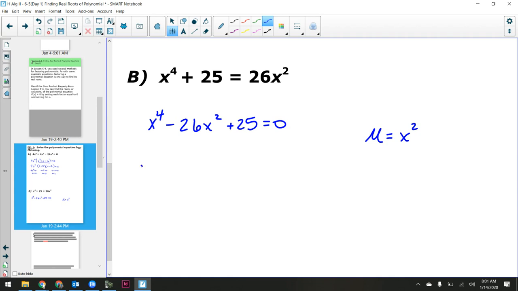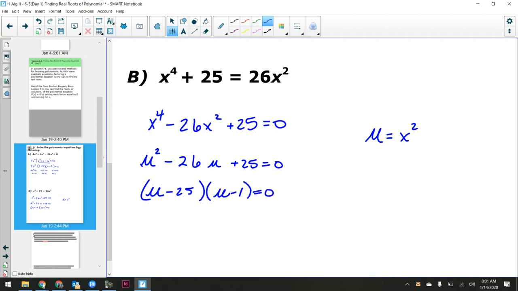Okay. What would this first term be then? U squared, right? Do you all agree with that? If x to the fourth is my first term, and x squared is u, then x to the fourth would be u squared. Minus 26u plus 25. Isn't that a quadratic trinomial? Can't I factor this the same way I did before? Factors of 25 that add to get to negative 26? Okay, that's u minus 25, u minus 1. Do we all agree with that?